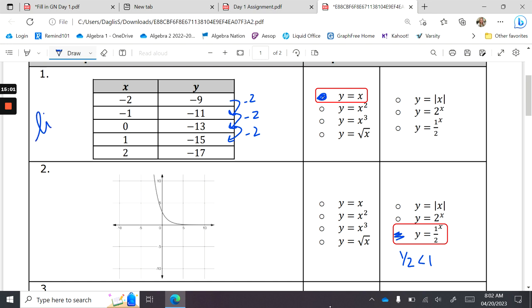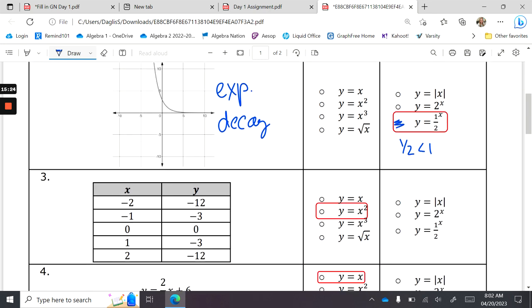All right. So this was a line. This was, oh, come on, X. It's not writing. So this is exponential decay, right?